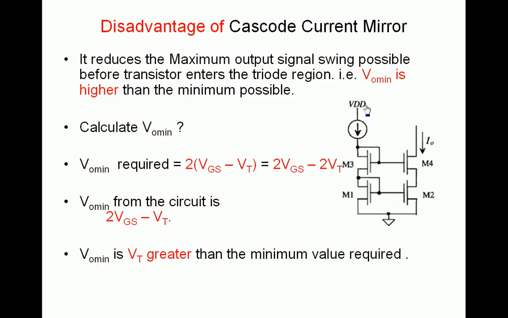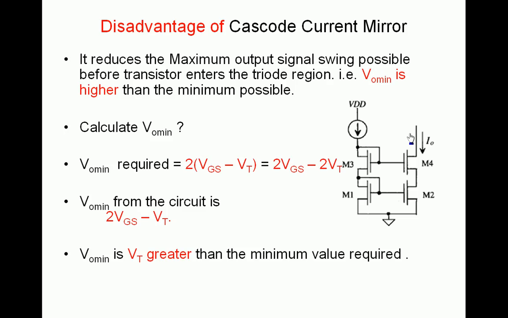So gate voltage of M4 is equal to 2 times of VGS. Drain voltage of M4 is nothing but simply 1 threshold lesser than that voltage, which is 2 VGS minus VT. So the V0 voltage you are getting as minimum is 2VGS minus VT, but what we can expect is 2VGS minus 2VT. So V naught minimum is VT greater than the minimum value required. This is the ultimate conclusion we can get.